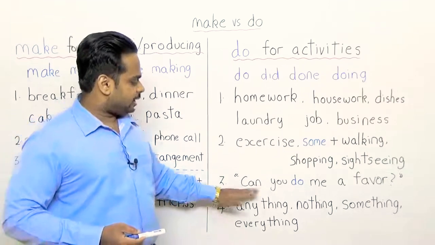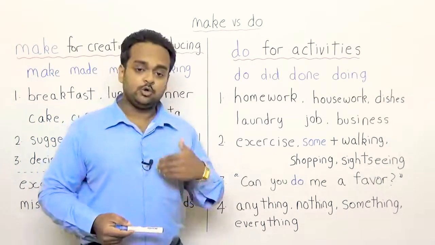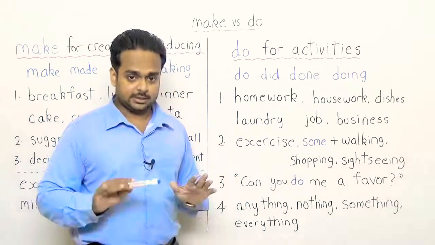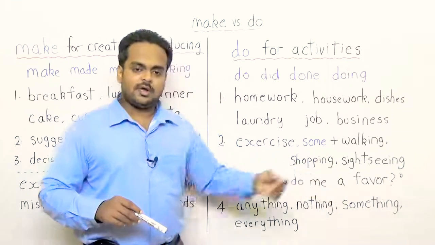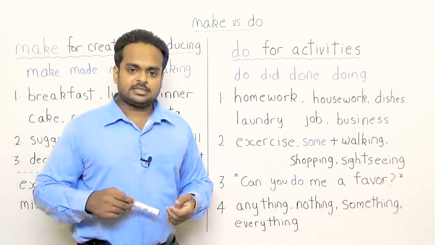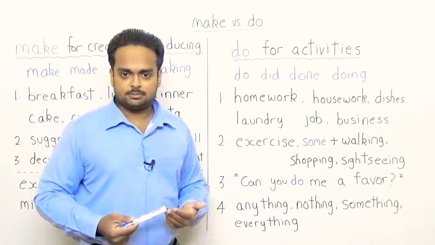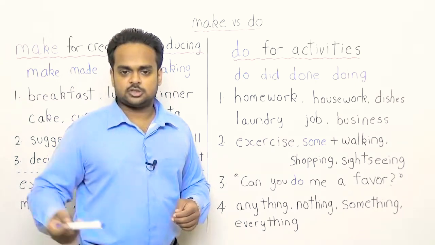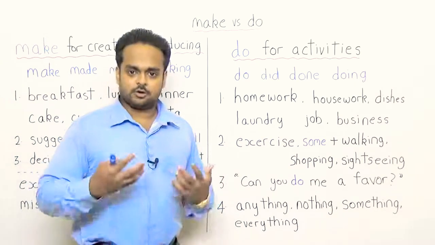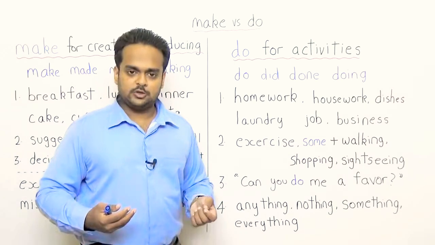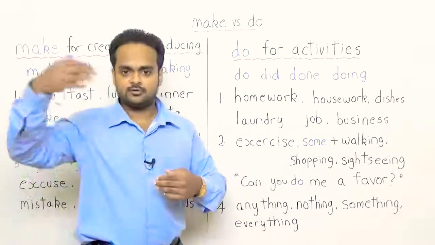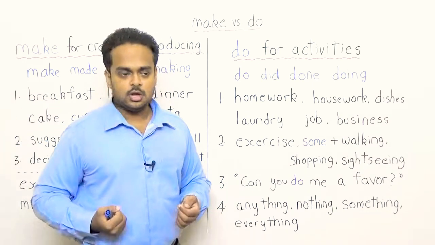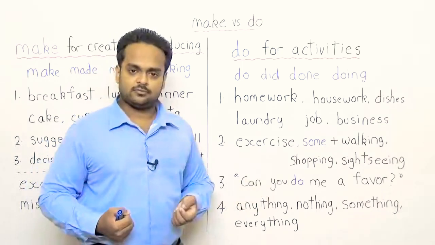Number 3 is a very common expression in English. Can you do me a favor? And some people make mistakes with this. They use make sometimes. That's wrong. Can you do me a favor? Favor is basically a way of asking for help. Okay, but a favor is a little bit stronger. The other person might have to make a lot of effort to do you a favor. And usually this means that you will return the favor in some future time. That is, you will help them in return sometime in the future. So the expression is, can you do me a favor?